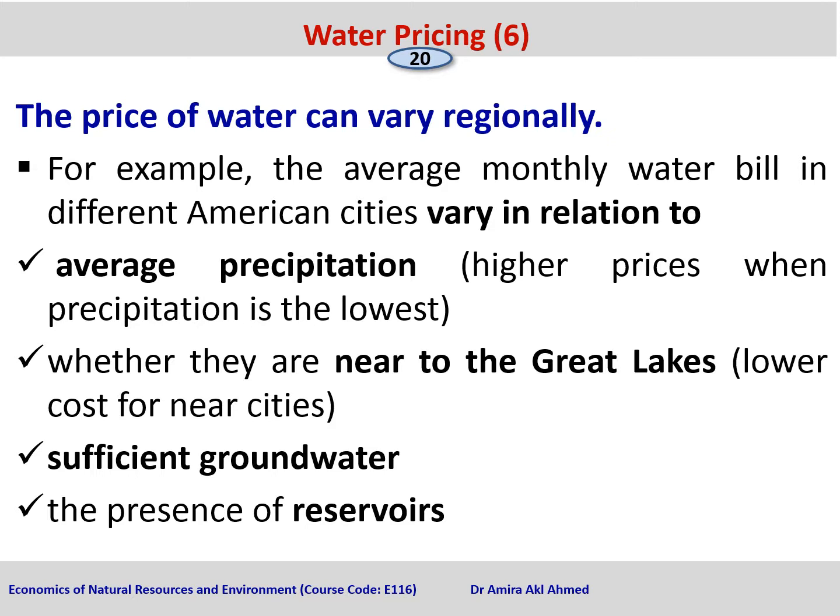Other factors can determine water availability besides precipitation. Water is relatively cheap near the Great Lakes because they provide a low-cost supply of water. Moreover, some cities may have access to sufficient groundwater while others may not. Some cities can store water in reservoirs to keep supplies relatively constant throughout the year.